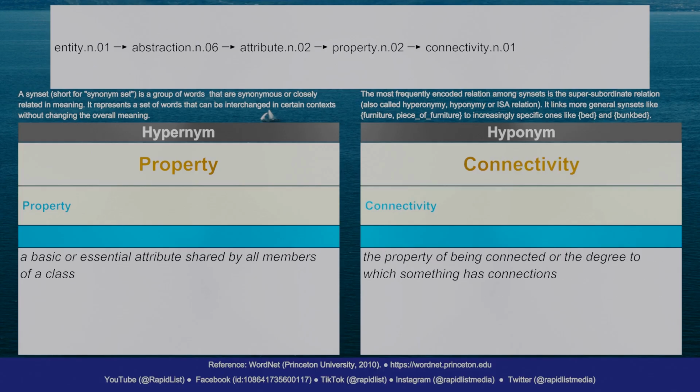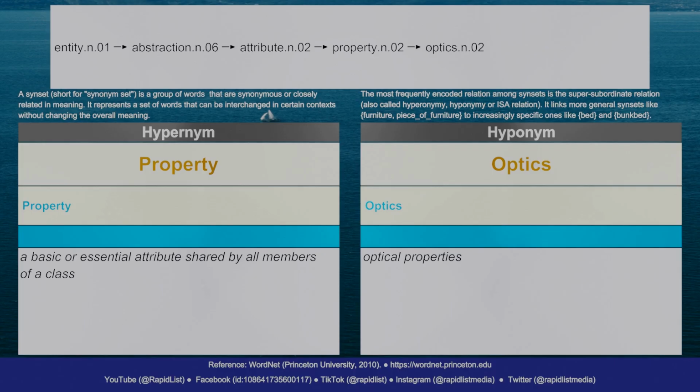Connectivity. The property of being connected or the degree to which something has connections. Optics. Optical properties. The optics of a telescope.